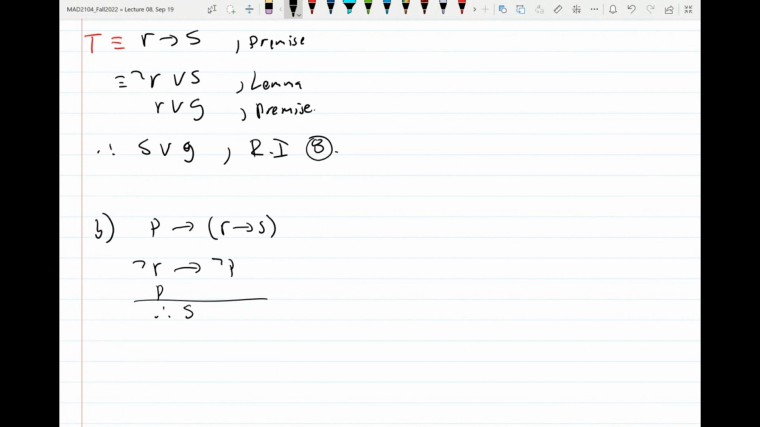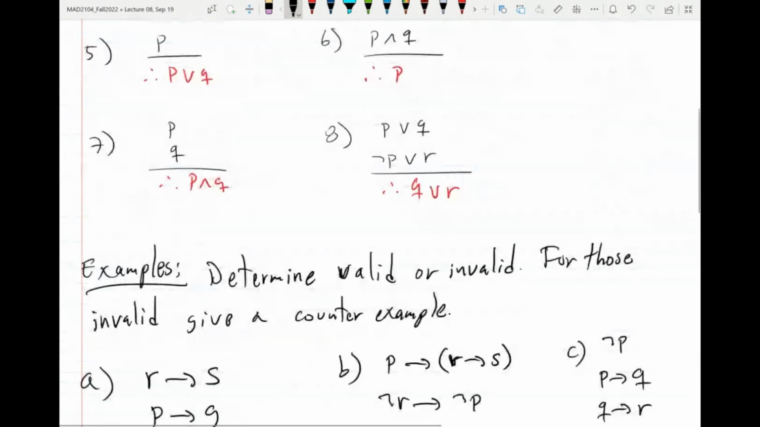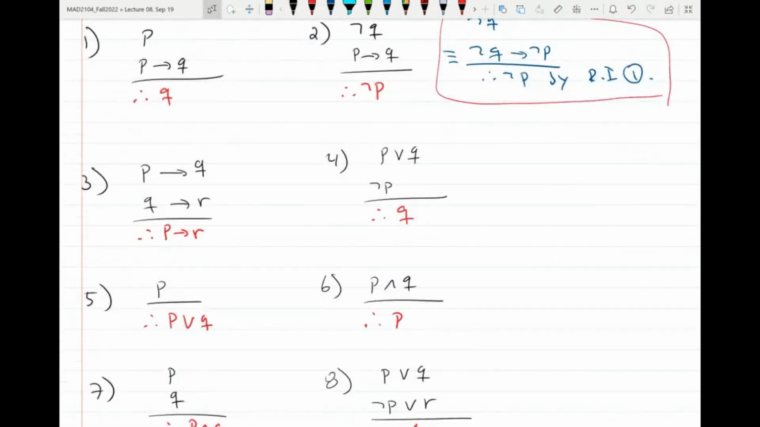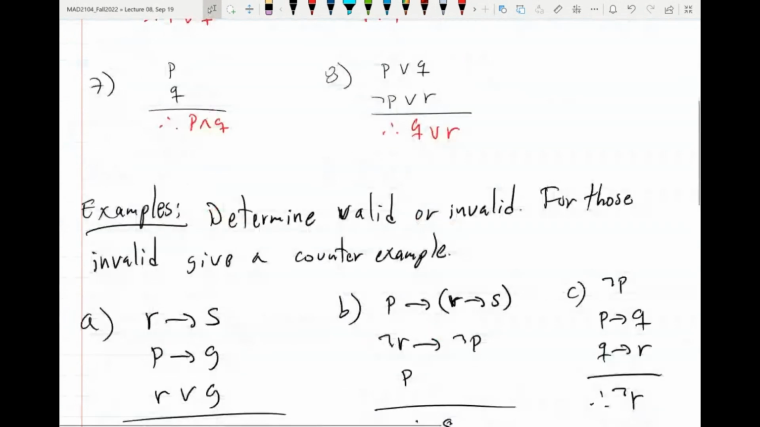Now, among the rules of inference that we have, there is one that allows you to break an implication. What is it? Look at the rules of inference. What does the first one say? If you have an implication, and you know that the first part of the implication is true, what can you deduce? That the second part is true. That allows you to break an implication. So let's see, do we have something like that going on here?